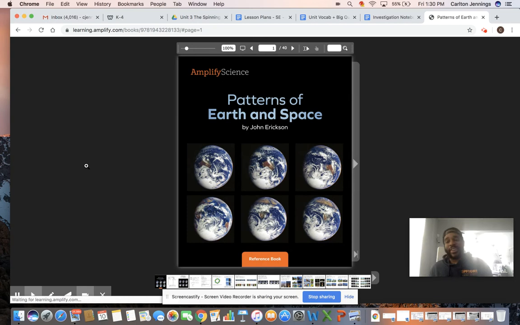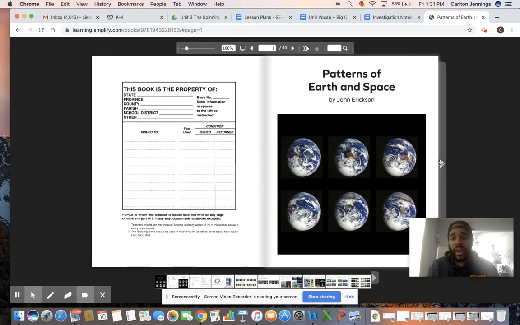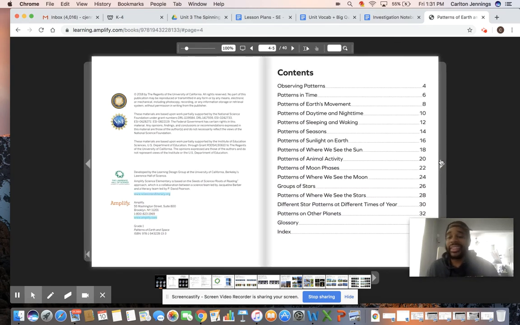All right, perfect. Today we're going to be reading the book Patterns of Earth and Space. The author of this book is John Erickson. Now, this is a reference book. At the bottom, see reference book. The things in a reference book are real things. These things are nonfiction. Patterns of Earth and Space. So we're going to open our book up to the table of contents.